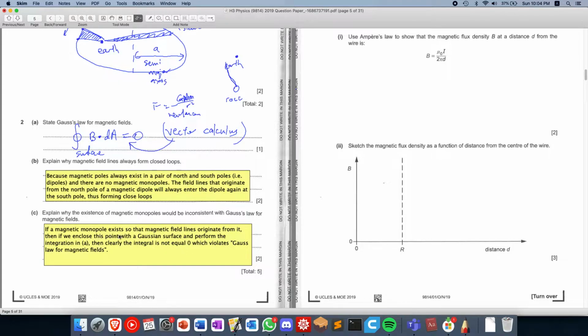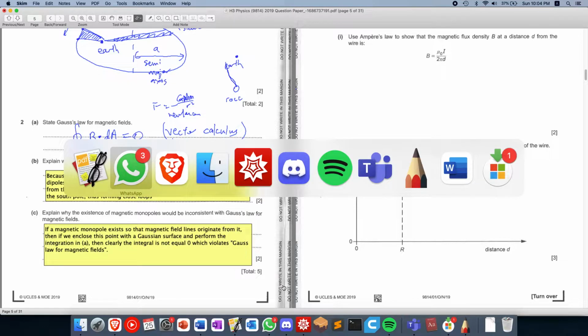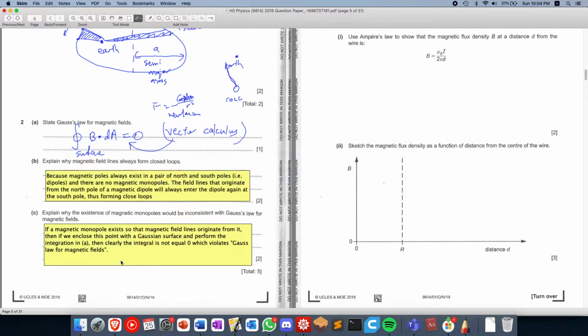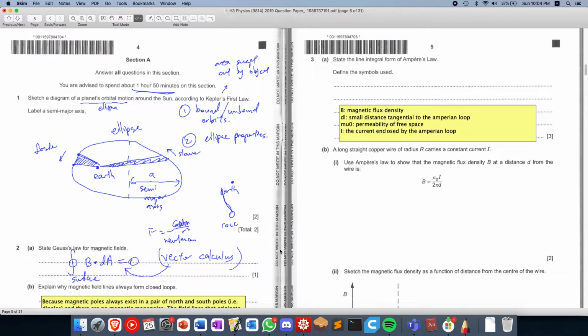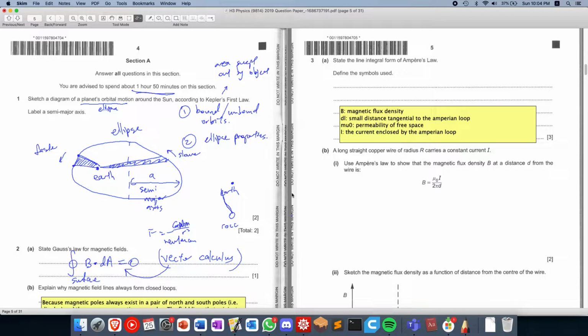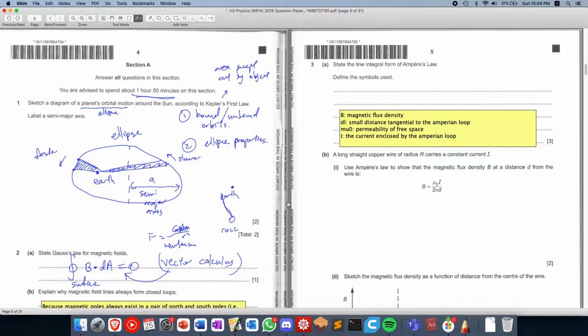Okay, so explain why the existence of monopoles is inconsistent with Gauss' law for magnetic fields. Because if magnetic monopoles exist, then magnetic field lines originate from it, and if we enclose this point and perform the integration, then clearly the integral is not equal to 0, and hence that violates Gauss' law. So that makes sense. Okay, so I think I'll do one more question before calling the end of the video. State the line integral form of Ampere's law.